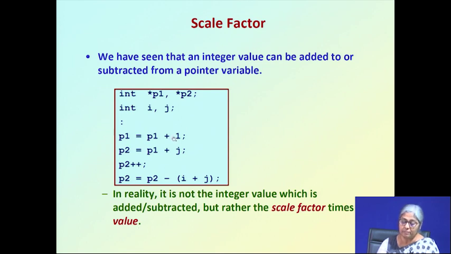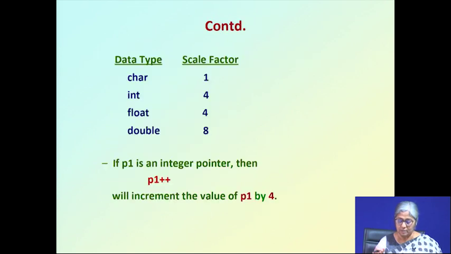Scale factor means how many bytes are required, because it is an address, and memory is byte oriented, so the address of each byte is given. So, character is 1 byte, int is 4, float is 4 bytes, double is 8 bytes. If P1 is an integer pointer, then P1++ means 4 bytes will be added. So it will increment the value of P1 by 4.